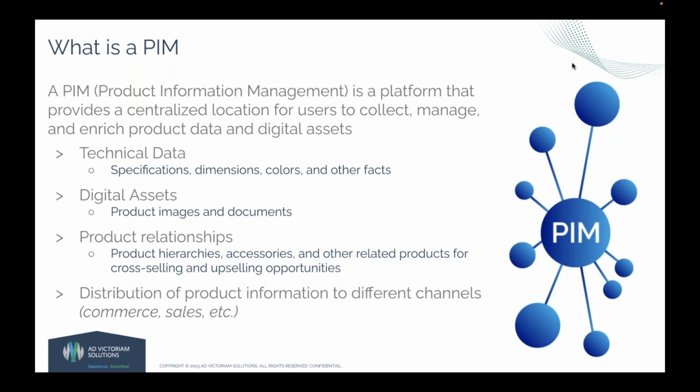A PIM can also store digital assets. These are your product images. So think, a thumbnail image of a product, maybe even images of a product at different angles. And product documents as well. What I've seen for documents, oftentimes installation instructions, success stories for a product or solution, those kind of things. A PIM can also store product relationships. These are your product hierarchies. How are products related to each other? Accessories, and also related products for cross-selling and upselling opportunities. A PIM is going to store all of that data for you.